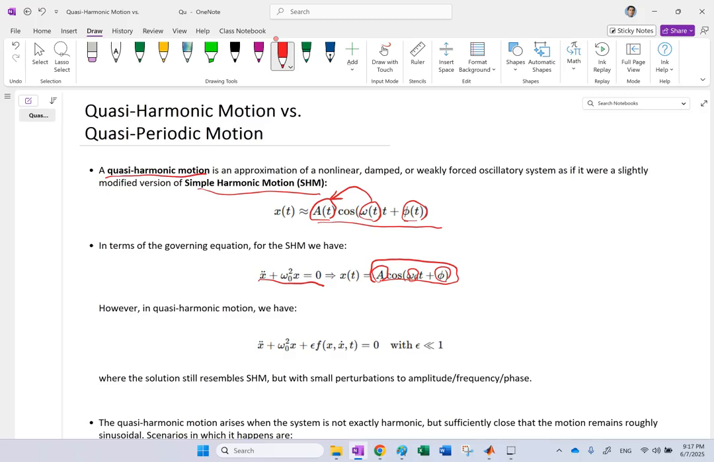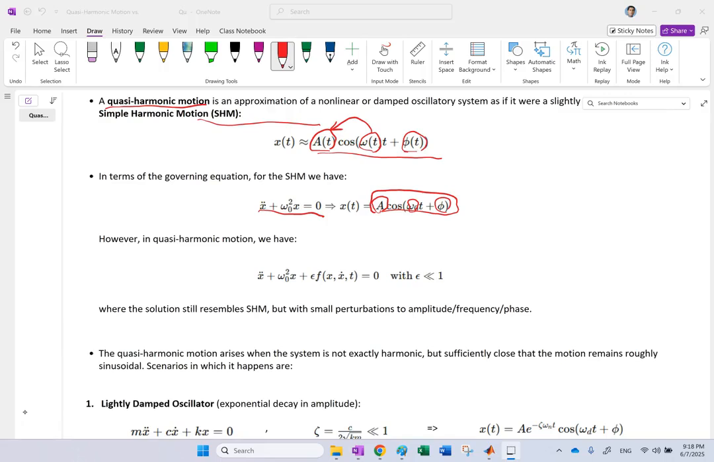Now, it happens in different scenarios, okay? And we are going to talk about them. But in terms of the governing equation, remember this simple ODE was the governing equation for a simple harmonic motion. But for quasi-harmonic, you're going to have an extra term here typically. And that term could be nonlinear. And it could be a function of, for instance, position, velocity, time, and multiplied by some constant, where typically that constant is a small term. In other words, the nonlinear terms are typically smaller than the linear terms.